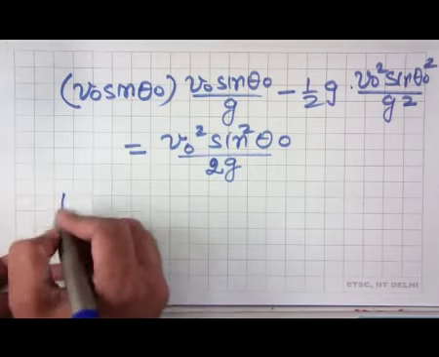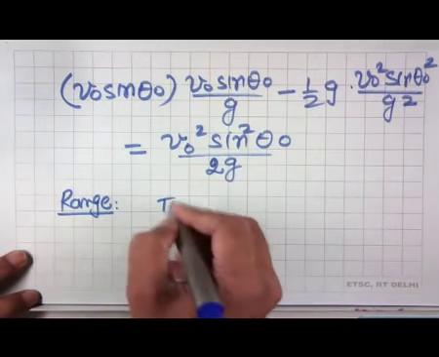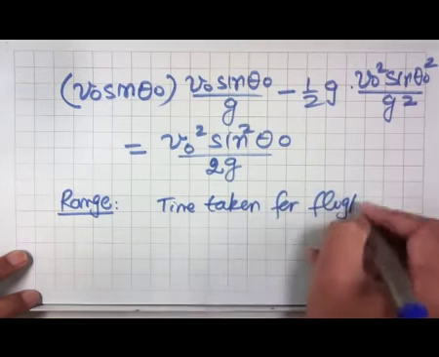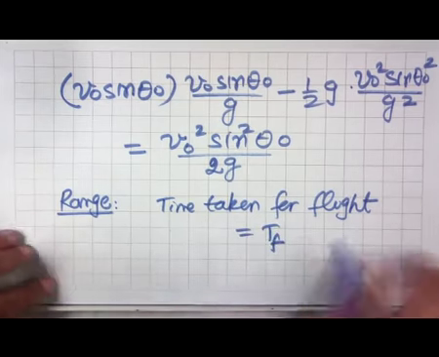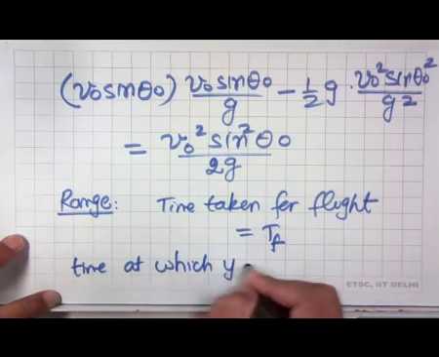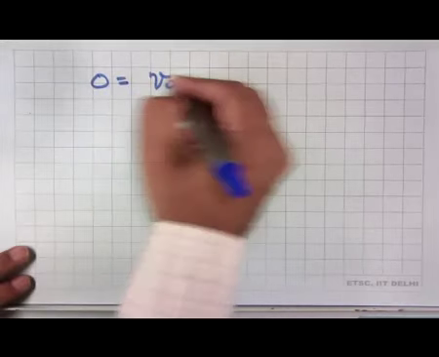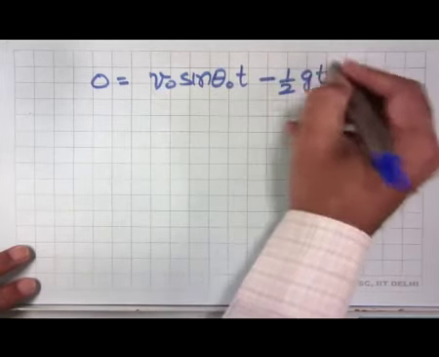Now, to find out the range, first we work out the time taken for the flight. That means we first find out the time taken. Now, this is the time at which y is equal to 0. So, therefore, we put this in the equation. So, the time at which y is equal to 0, we will get 0 is equal to V0 sin theta 0 t minus half g t square.